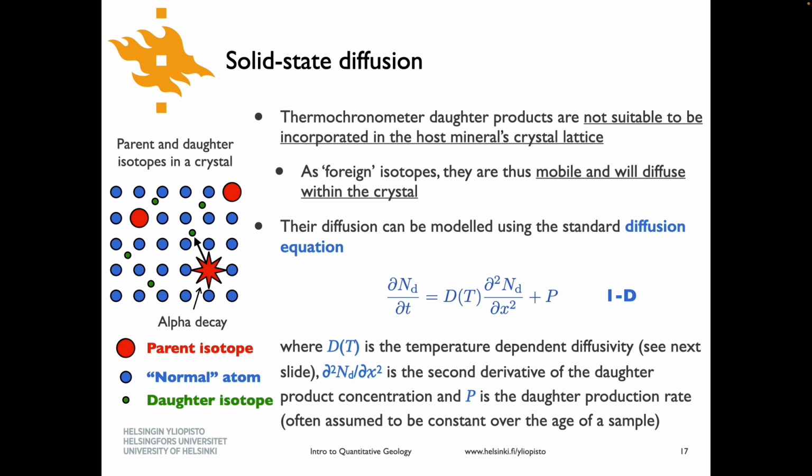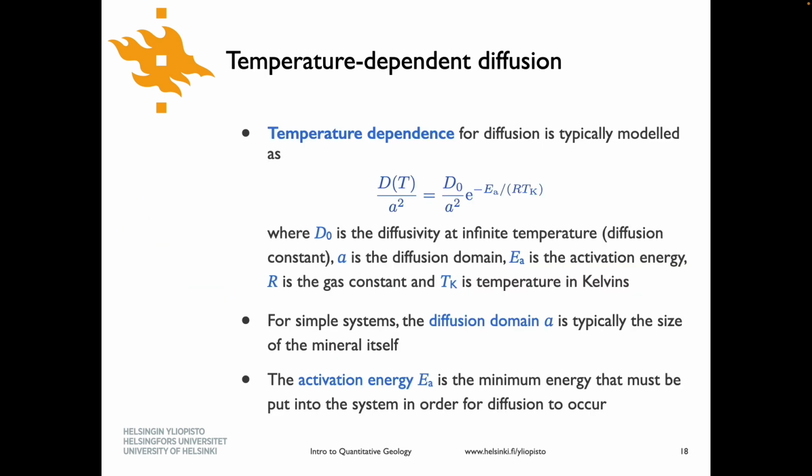And then plus P, which is the sort of parent production rate. So this is the production of new isotopes of the daughter product. So that's our age equation in this case, because we have to worry about this diffusive loss of the daughter isotope compared to the other generic age equation that we had before.